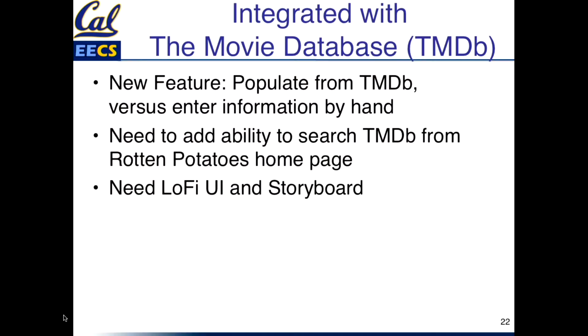Our application is going to be, it's hard to type all that stuff in, so there's this thing called the movie database, TMDB, you probably all know about it. Instead of typing in the new functionality we want to add, we populate the form directly from the TMDB. So we're going to have the ability to search the TMDB from the Rotten Potatoes homepage, and we're going to need a lo-fi user interface and a storyboard to do that. So we're going to put all the pieces together of what you're going to do in projects.